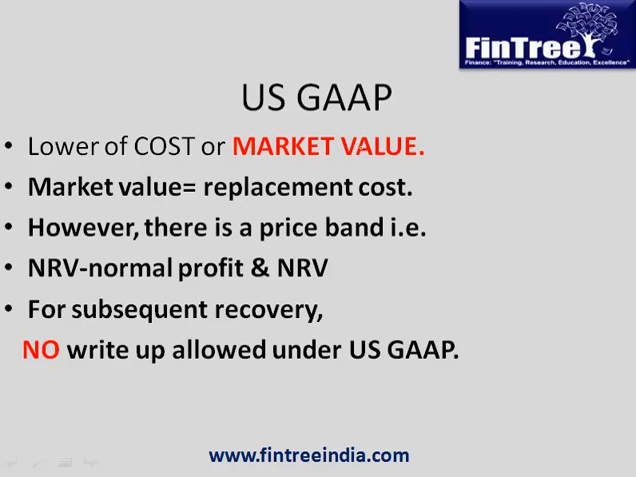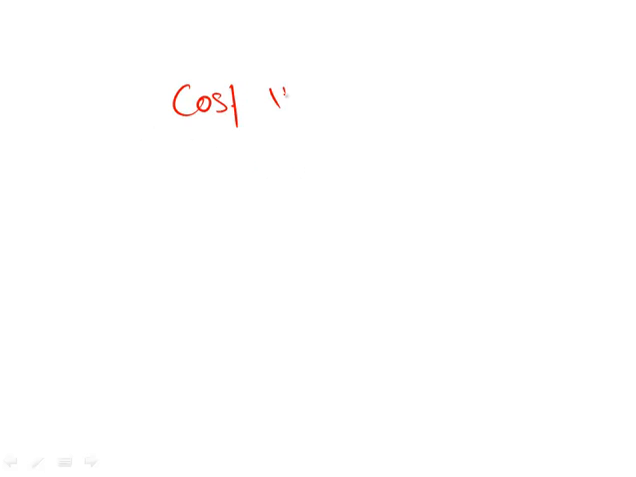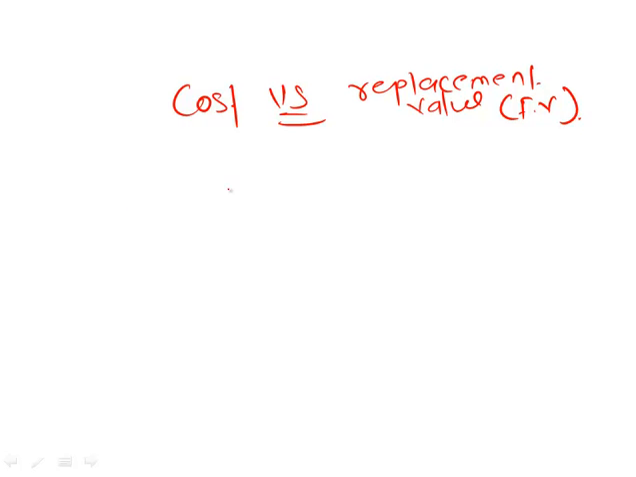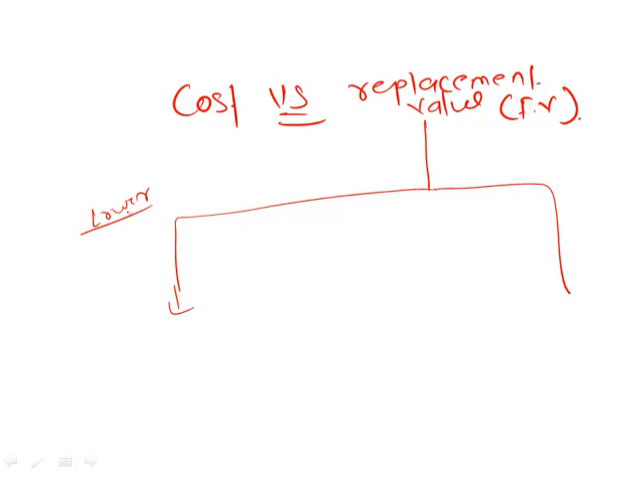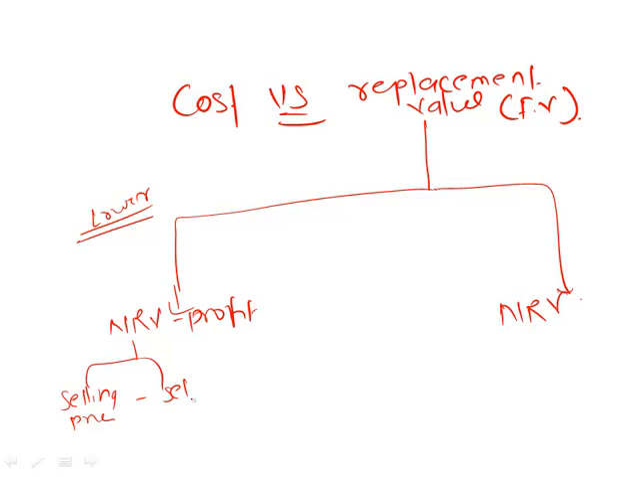Remember this, we did this in level 1. So we created a flowchart. See, cost is to be compared with replacement cost or replacement value, and this replacement value is also known as fair value. But this replacement value has to be a logical number, it has to be within a price band. So the lower end of this price band is NRV minus a reasonable profit margin, and the upper end is simply net realizable value. And NRV again is selling price minus selling cost, and this is the profit, so minus profit here.